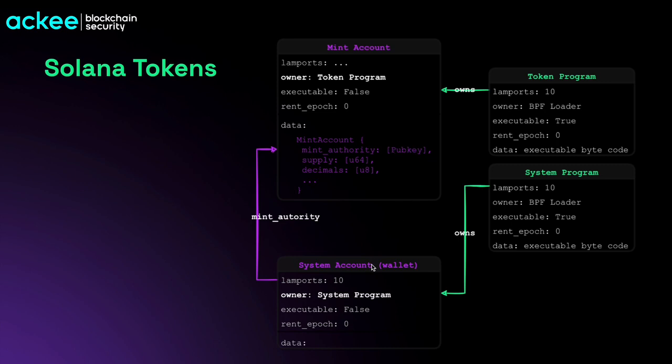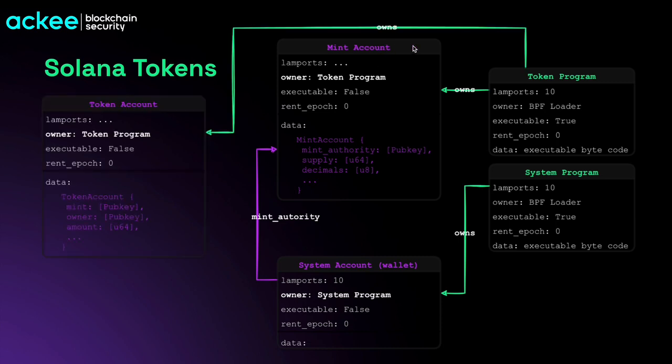Now, our wallet can ask the mint account to create a token account. So let's say we create a token account, and this token account is then owned by the token program and has an owner. An owner is a wallet or a different wallet that is owning this token account, and this token account is used to store different amounts of our tokens.